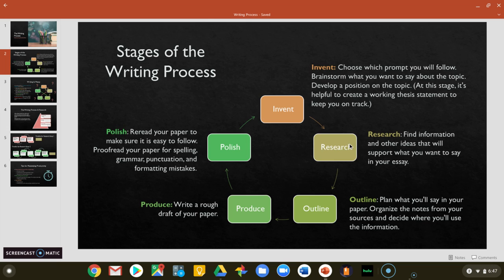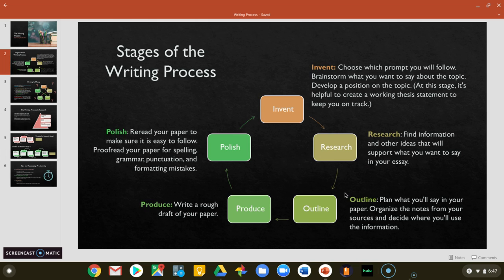So the next stage after invent is research. And this is just like it sounds. The writer's going to go out and find information that's going to support the point that they want to make in their paper or support the position that they're going to be arguing for.